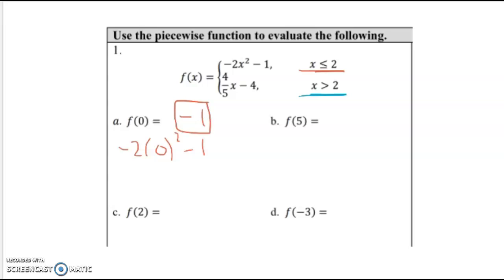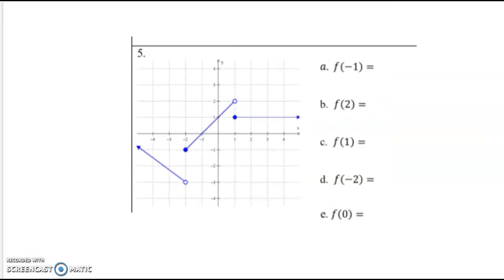For f of 5, that falls into the category of being greater than 2. So I want to use that function. 4/5 times 5 minus 4. When I do that, 4/5 times 5 would just be 4. Minus 4 is 0. That's all you're doing for each of these, you're trying to decide which one it lands in, which domain you follow, and then do that function. The other type that I'm going to have you evaluating is when instead of giving you the equation, I give you the graph, but you're still just following what it says.